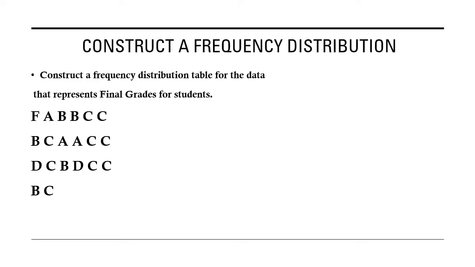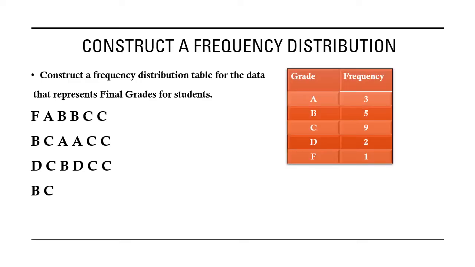So we have here final grades for students. We know the final grades are A, B, C, D, and F. So we're going to organize them in a frequency distribution table. So the frequency distribution table is as such. How did we get A? Notice we have 3 A's. So that's why the frequency of A was 3.